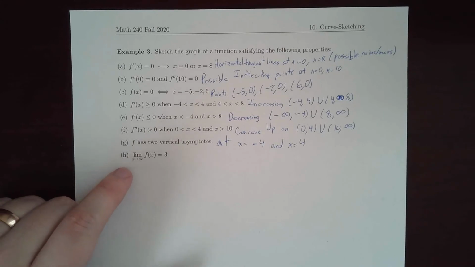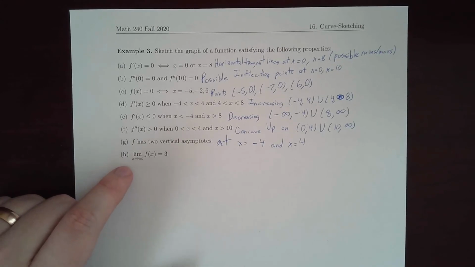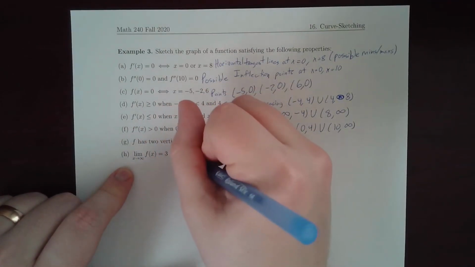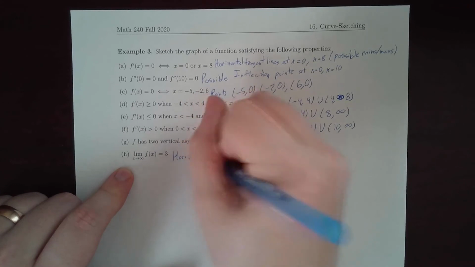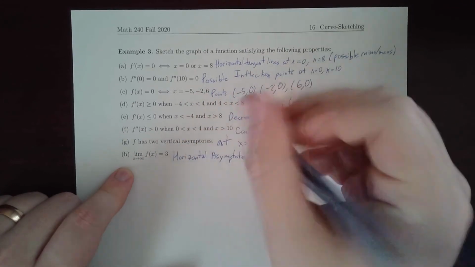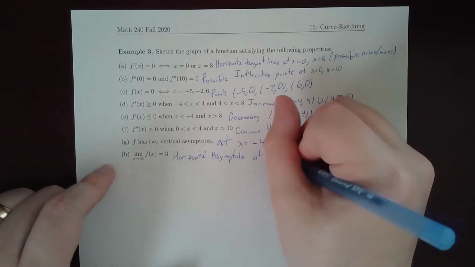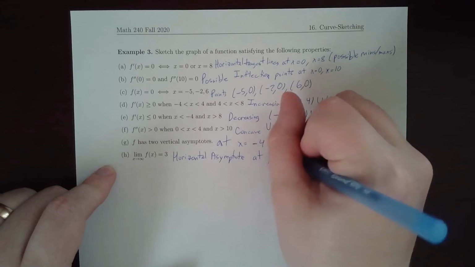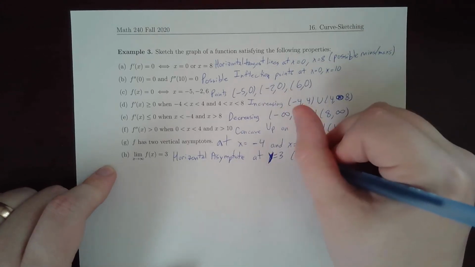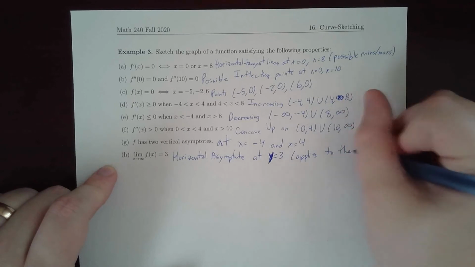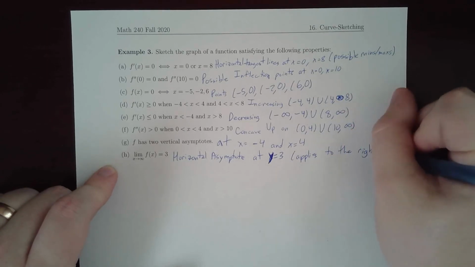And the limit as x approaches infinity of the function is 3. So that tells us that we have a horizontal asymptote at y equals 3. And this applies to the right because it's talking about positive infinity.